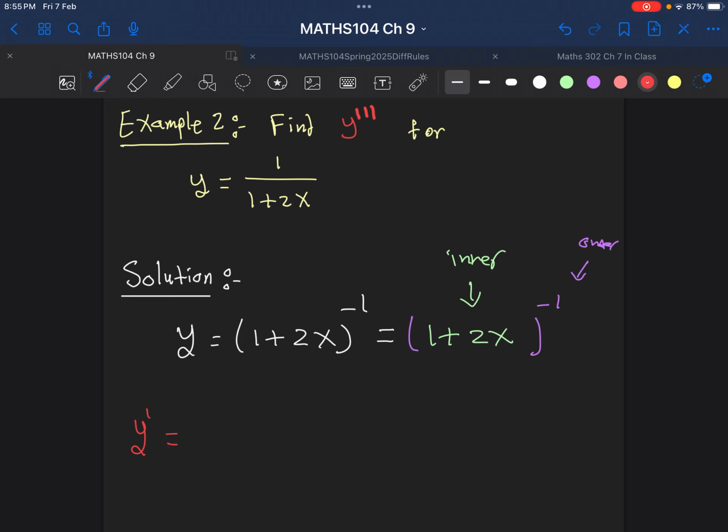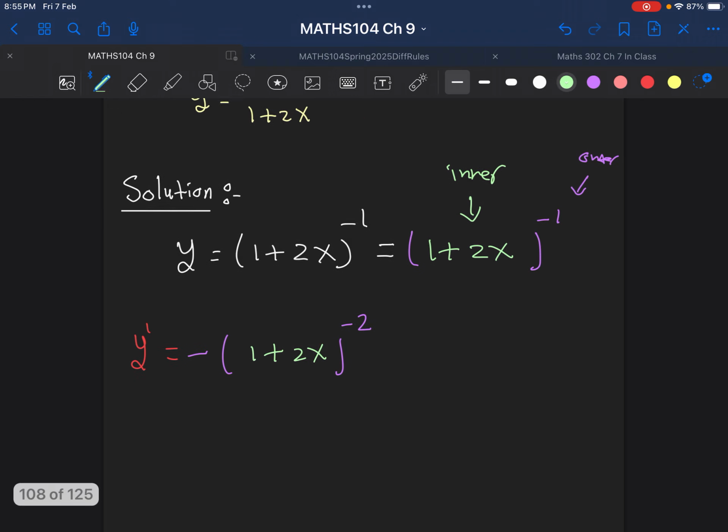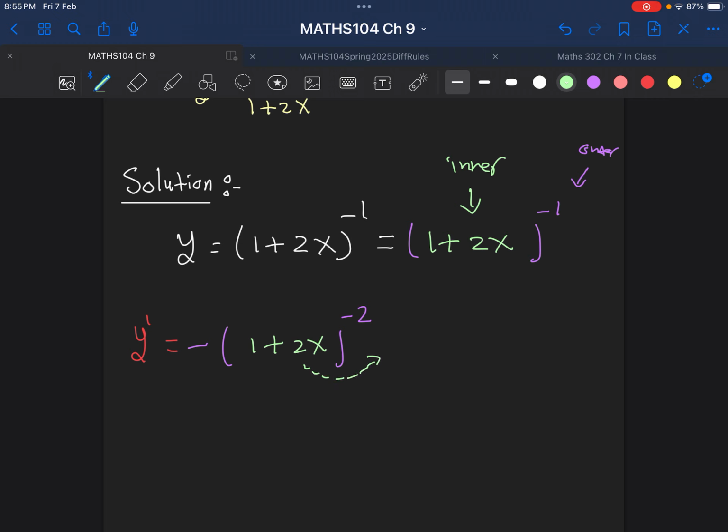Now, what's the derivative of something to the power of minus 1? Minus 1 will go down, and we subtract 1. So we should get minus negative 2. The inner function, you don't really do anything with it. Just now keep the derivative of this one, which will be just 2. So finally, the final answer will be negative 2, (1 plus 2x).